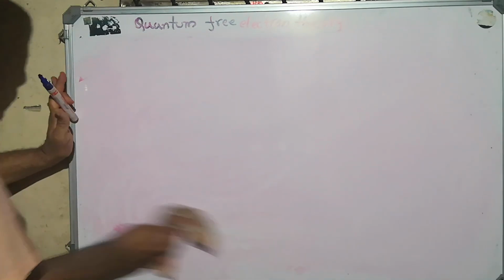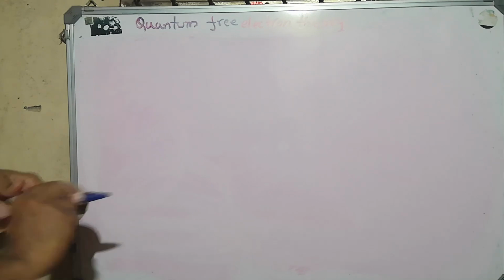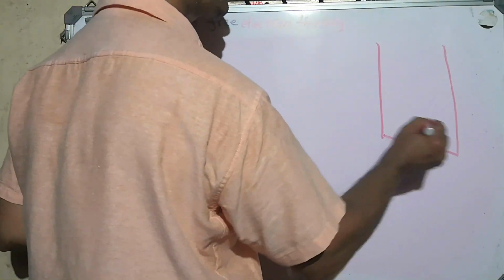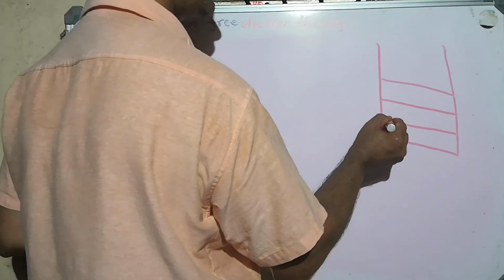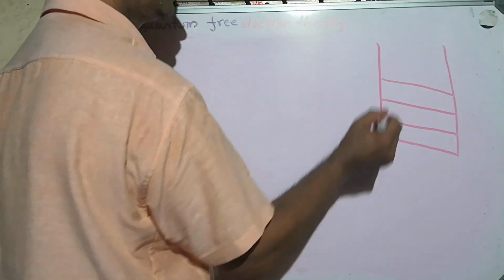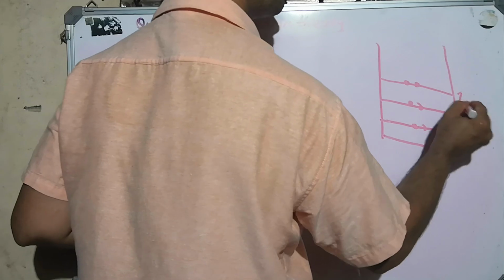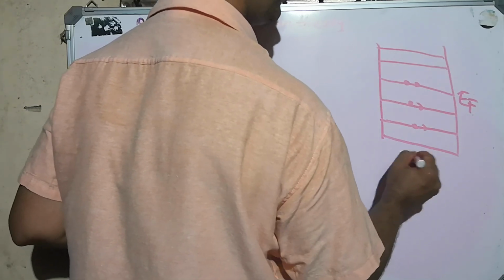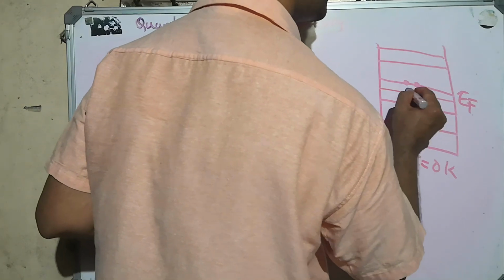See, according to this quantum free electron theory, as you have observed in the diagram here, different electrons possess different amounts of energy. Energy values are quantized, they are increasing in steps. As you observed here, this is the Fermi level. Above the Fermi level, all the energy levels are vacant at T equal to 0 Kelvin.